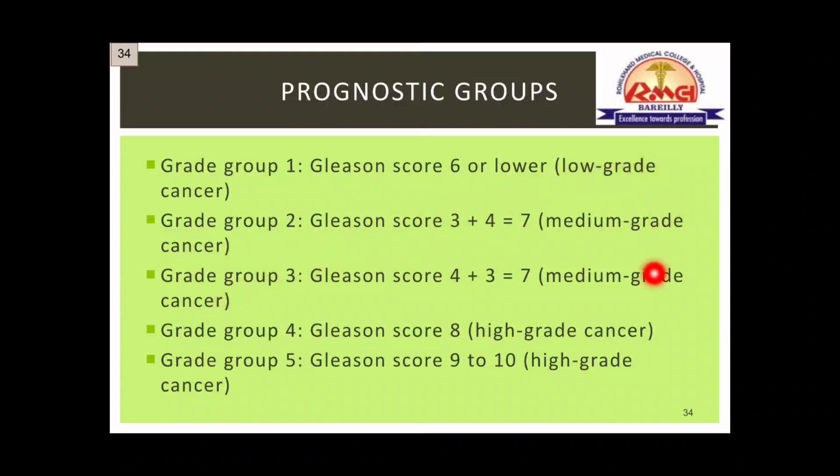So this grouping is based on the morphological pattern which we see on the microscopy, and based on these patterns, the prognosis of the patient is given. Like in grade group 4, the score of 8 is there and it is a high grade cancer, and if the score of 9 to 10 is there, then it is again a high grade cancer. So these are the prognostic groups, and these have been recently added in the Gleason scoring system.